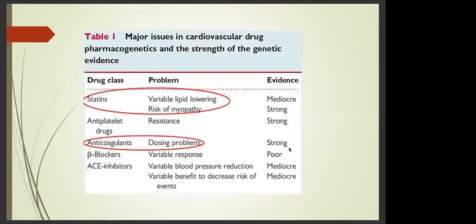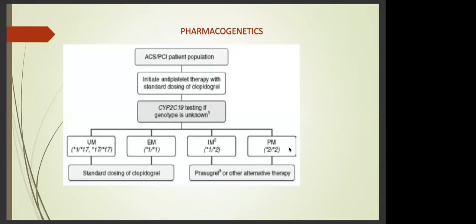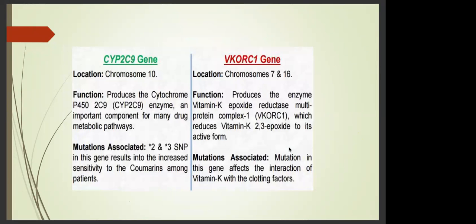This is why when we give statins to some patients, we may come across variable lipid lowering effect or even the risk of myopathy. Similarly, when we give anticoagulants to some patients, dosing problems can be seen, and in fact it can be quite common. Pharmacogenetics, for example, was studied in a group of acute coronary syndrome patients, testing for CYP2C19, and someone may need standard dosing of clopidogrel and someone prasugrel, but may respond differently to these drugs as well.